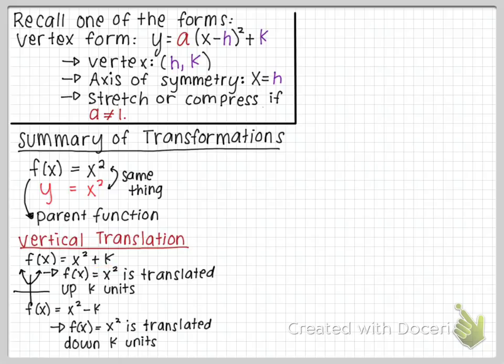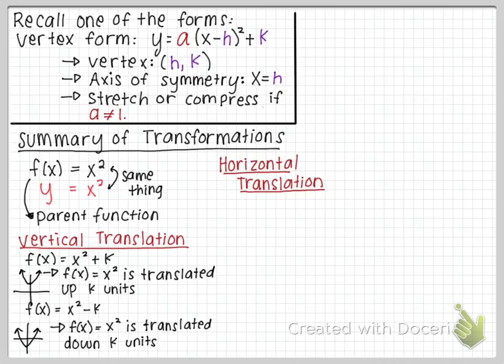That's just an example. Here, f of x equals x squared minus k. In the same way, f of x equals x squared, our parent function, is translated down however many units, so k units in this case. So it would look something like this. So notice here, it's going up, and here it actually moved down from the origin.